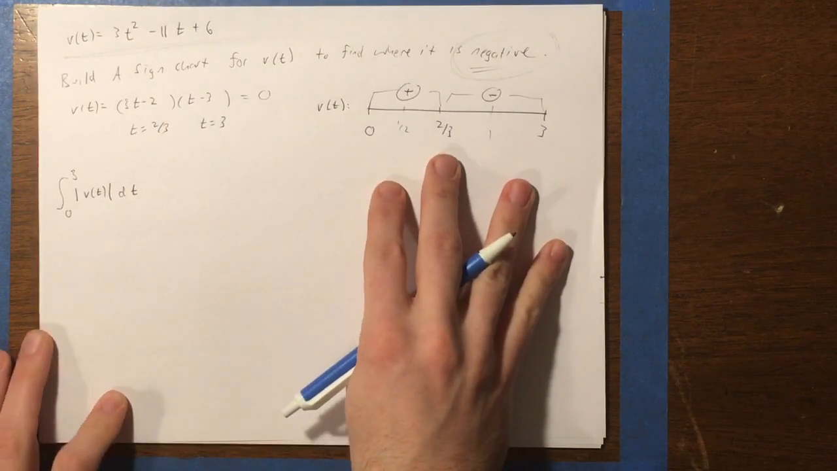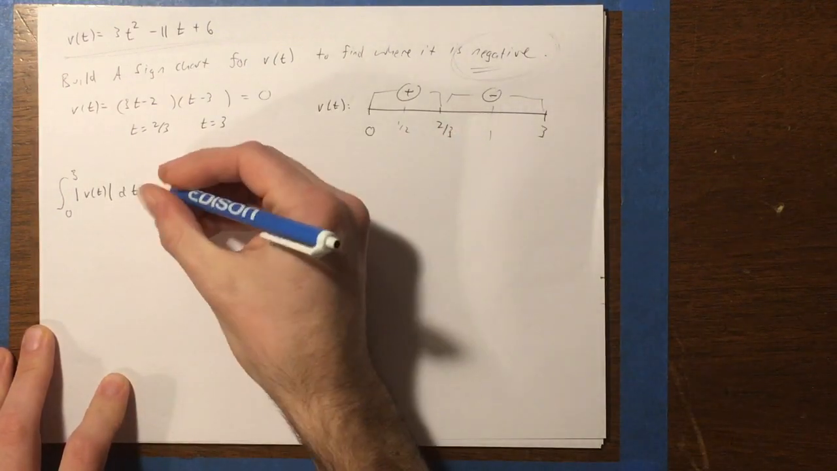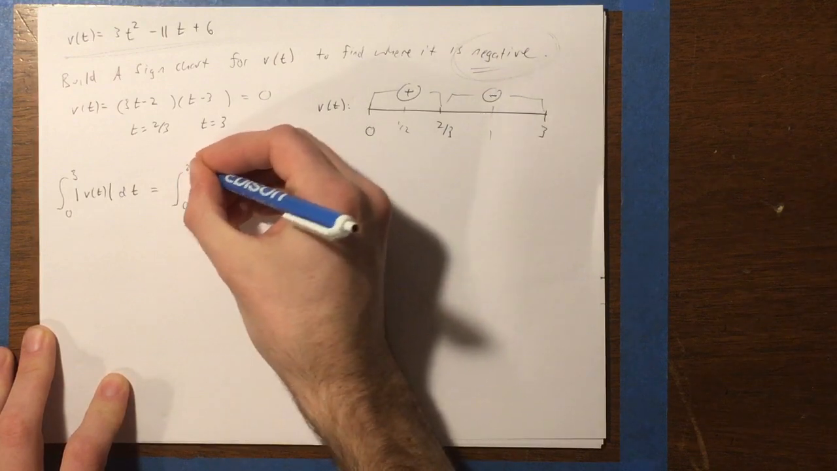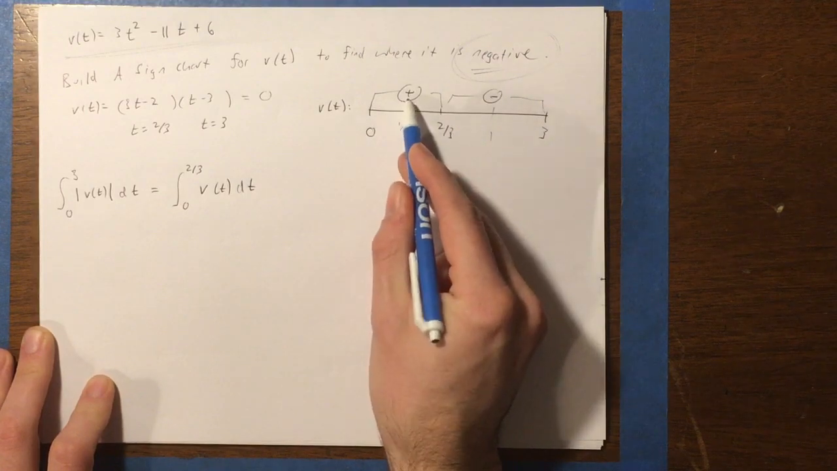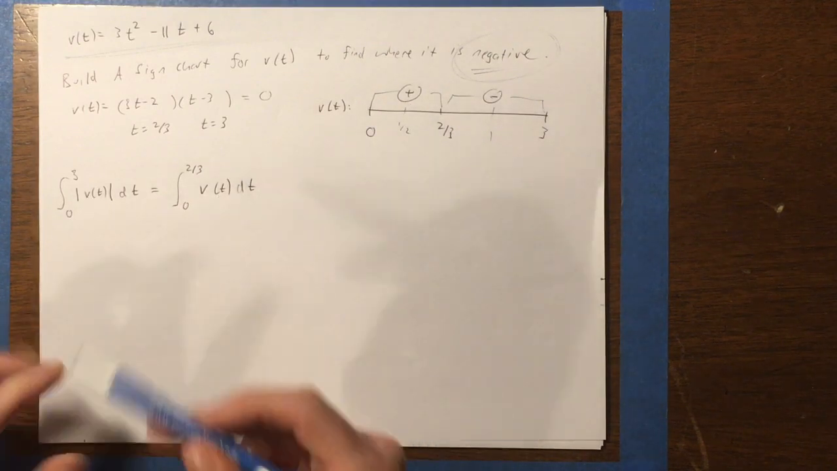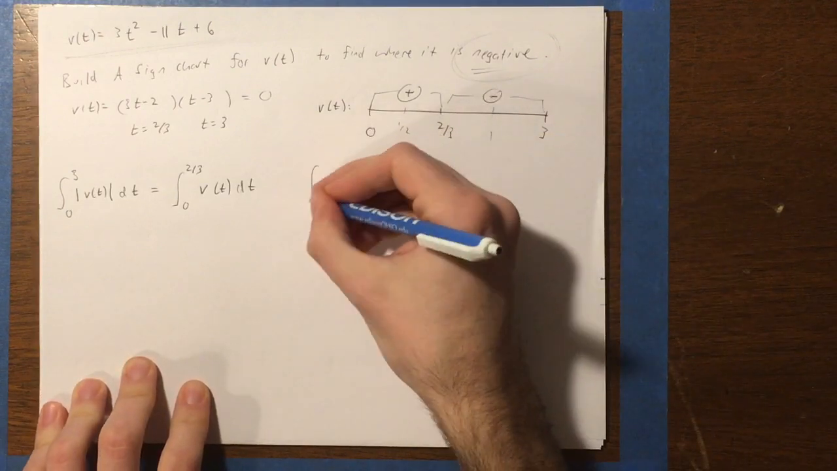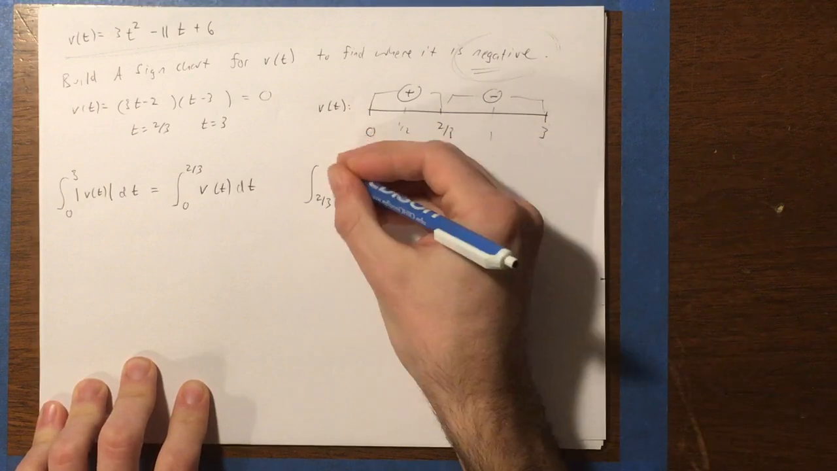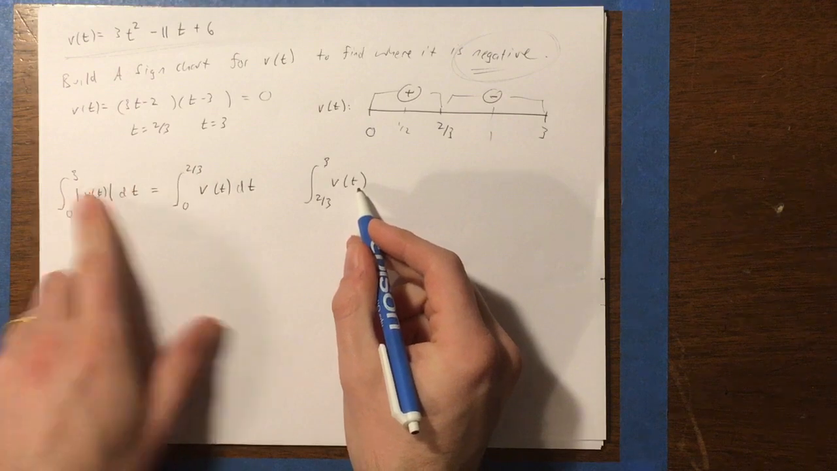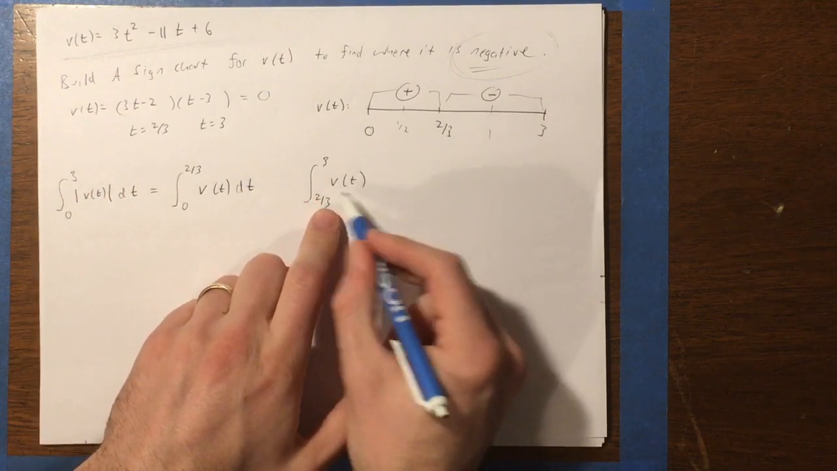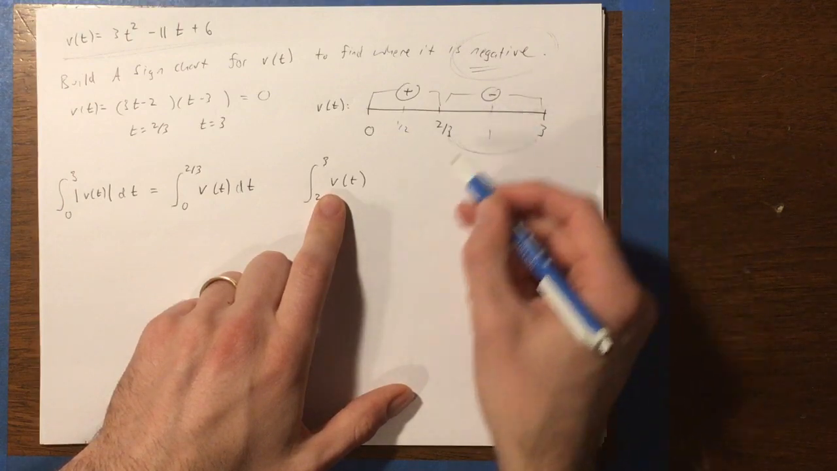But now what this means is that if we want to integrate the absolute value, all we need to do is integrate from 0 to 2/3 the regular function, because on 0 to 2/3 it's positive, so its absolute value equals just the original value of the function. But then on the interval from 2/3 to 3, if we integrate the original function, not the absolute value anymore, this is going to be negative, right? Because this is the portion where it's beneath the x-axis down here.